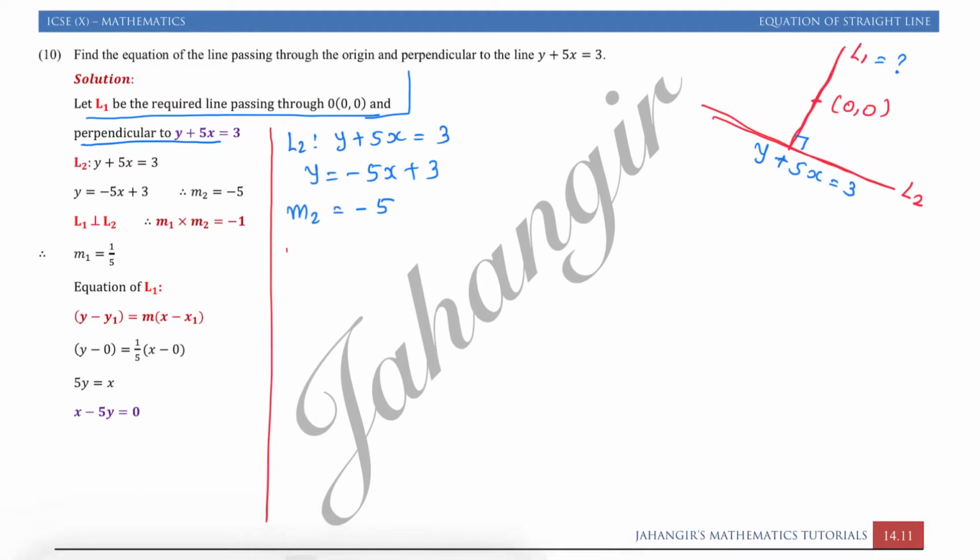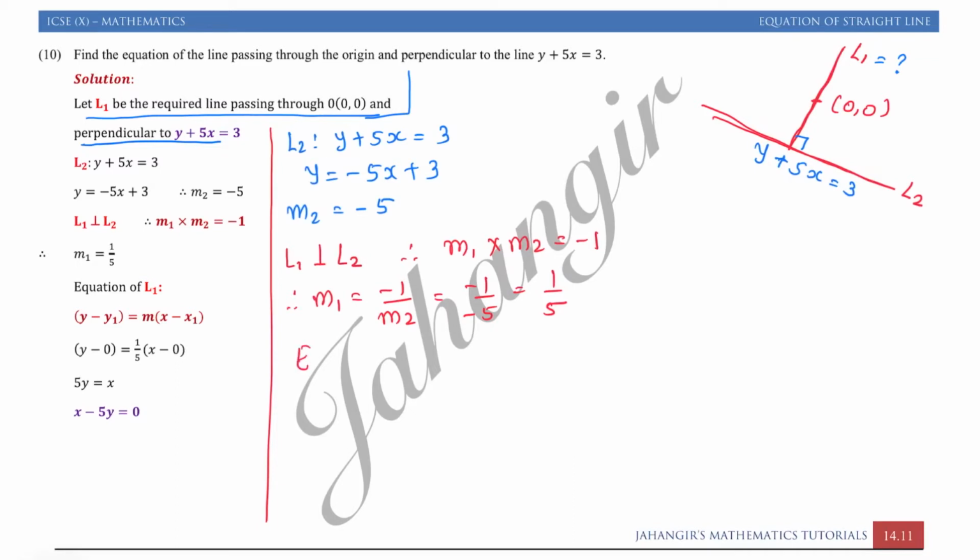Now we can say L1 is perpendicular to L2. So therefore M1 into M2 is equal to minus 1. So I need to find M1, that is equal to 1 upon M2. That can be written as minus 1 upon minus 5, that is 1 by 5. As you see, M1 is the negative reciprocal of M2. M2 is minus 5, so M1 becomes negative. Negative of negative is positive, 1 by 5.